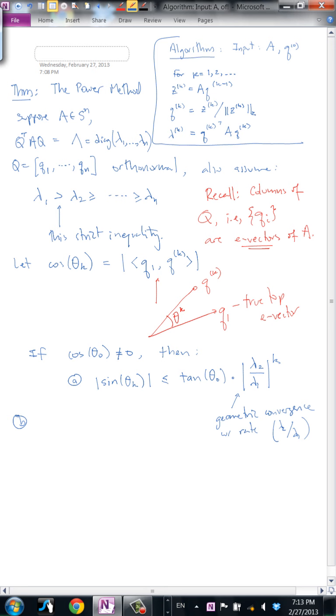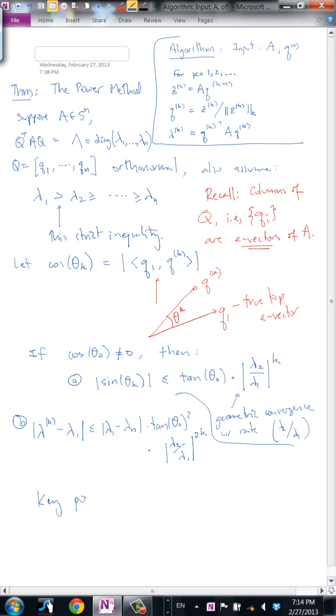And the second thing that this guarantees us is that our actual estimate for the eigenvalue, lambda k, converges very quickly to lambda 1. So lambda k minus lambda 1 is bounded by lambda 1 minus lambda n, essentially the whole breadth of the spectrum, times again a term relating to the tangent, times again a similar rate of decay, except now raised to the 2k. Okay?